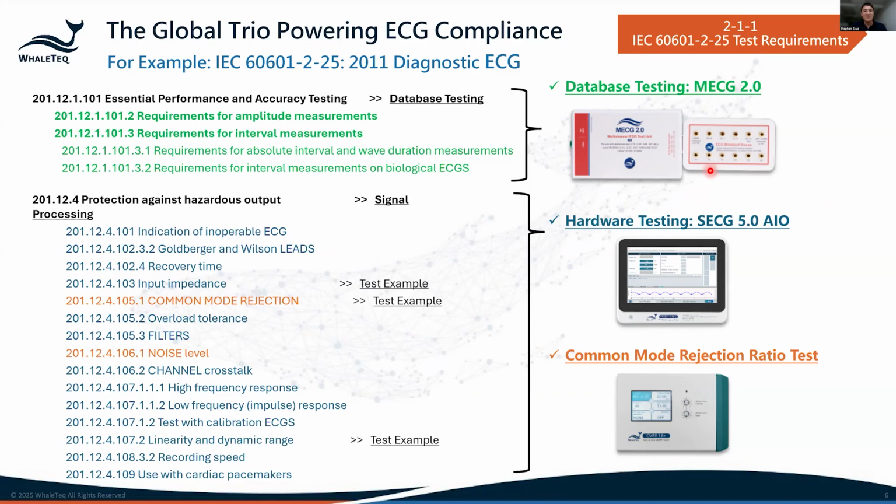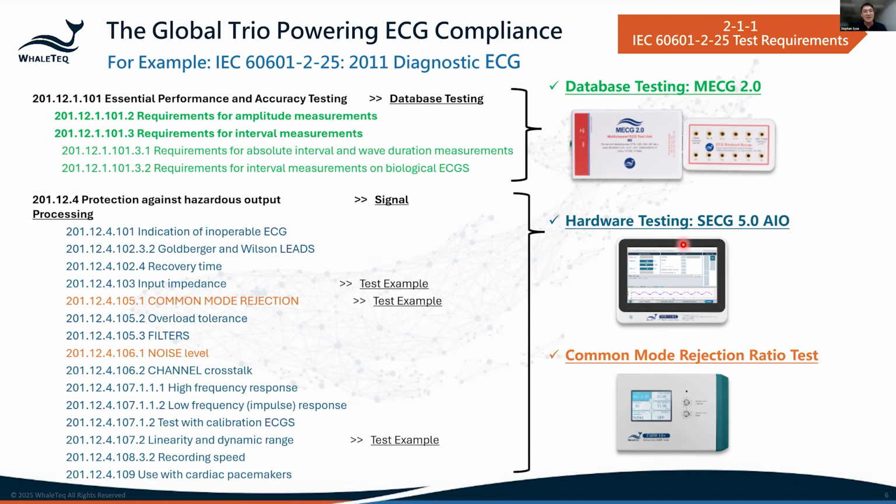We have the MEC 2.0. Its job is to verify your entire system from analog input to digital output. It takes a clinical ECG database and converts the digital file into a precise analog signal and plays it right into your device leads. And it is critical to testing your full signal chain, not just the software parts.